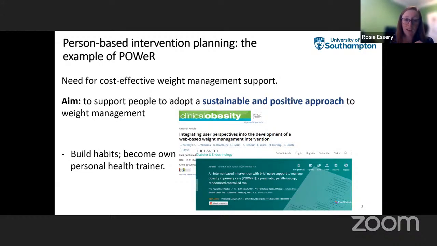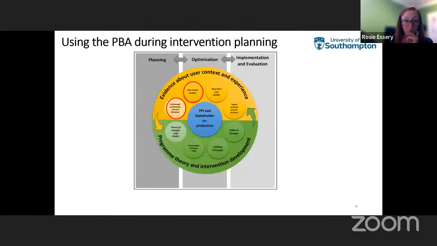And the idea was that it enabled users to build healthy eating habits and to increase their sense of autonomy and confidence in managing their weight loss journey. So this version of POWER was a web-based intervention with brief remote support from a primary care practice nurse. And it has since been developed into other formats, including a mobile app as well. POWER was shown to be effective and cost-effective for longer-term maintenance of weight loss, and the results of the fully powered trial were published in The Lancet Diabetes and Endocrinology.